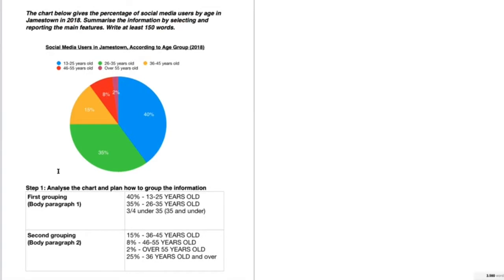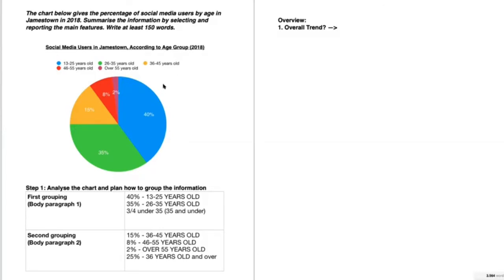Okay, so this is the main part of step 1. There's just one little portion that I want to go over before we look at our outline, and that is looking at the overview and looking at the overall trend of this graph. This is something we're going to have to talk about before we even start mentioning our groupings. And so it's very important to look at the overall trend of our graph.